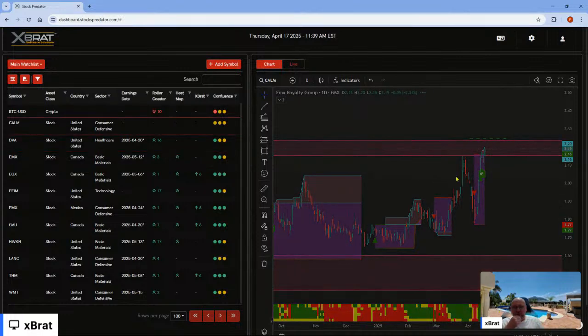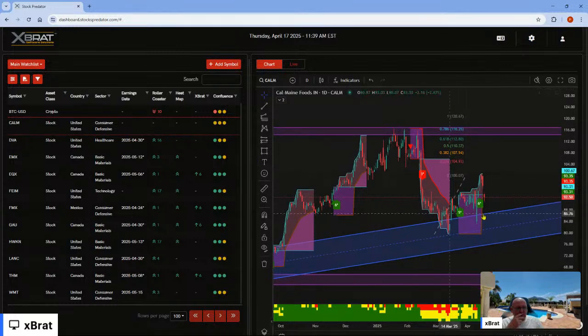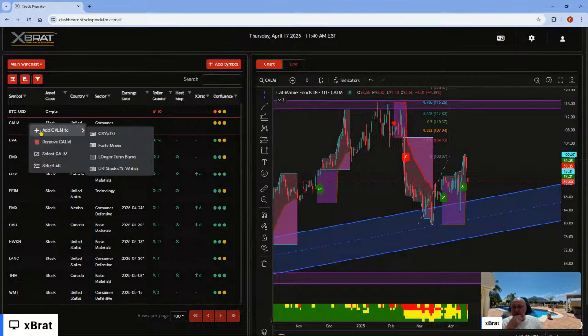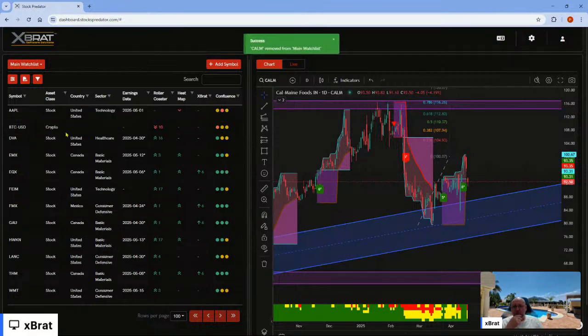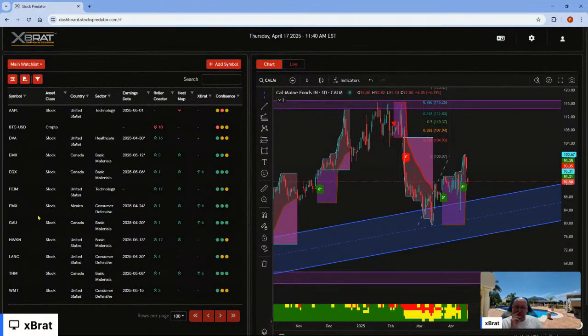Calm is another one I was looking at. That's not gone yet. This is the one I discounted purely because that risk to reward I was looking at was less than 1-to-1. So what I need to do now is remove Calm. That's failed my test, if you like. I've just got Apple on there. I'm not really looking at that right now. And I've only got 12 stocks on my watch list now.